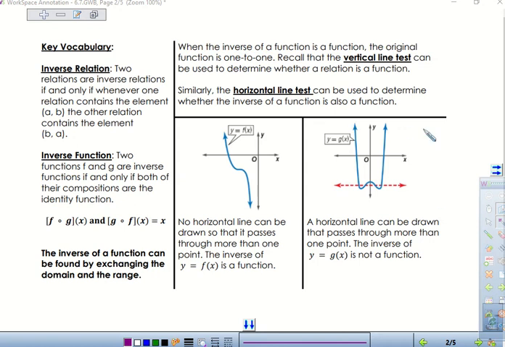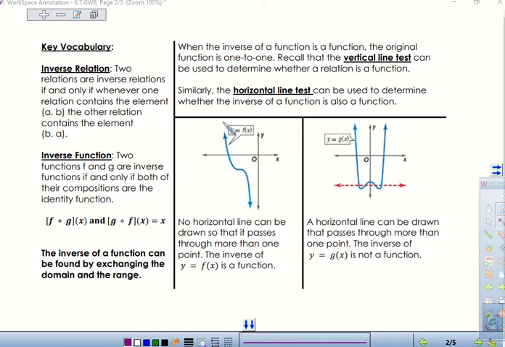So this right here, does this function pass the horizontal line test? No, because it touches more than one point. Okay, so if it touches more than one point on the horizontal, its inverse is not a function. The one on the right itself passes the vertical line test, so it's a function, but it doesn't pass the horizontal line test, so its inverse is not a function.